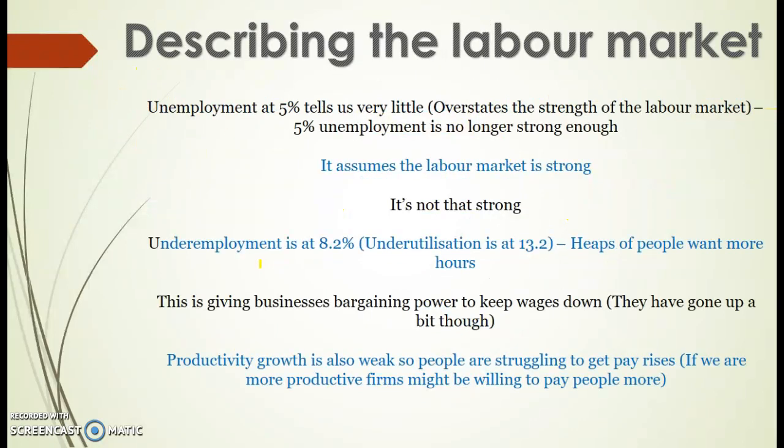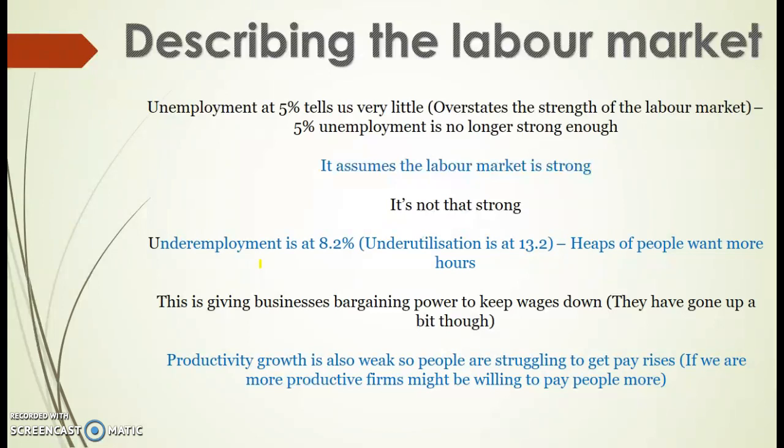Another really important thing, a really key thing that's in the news a lot at the moment, is describing what's going on with the labour market. So at the moment, the labour market, unemployment's at 5%, which is quite low. If we want 4 to 5%, that's lower than what it's been in the past, but that severely overstates the strength of the labour market.